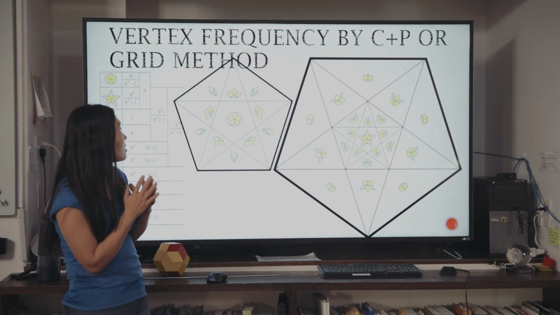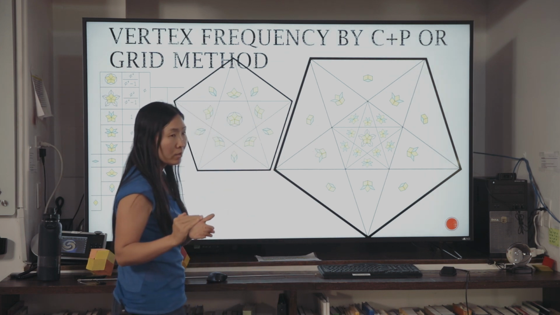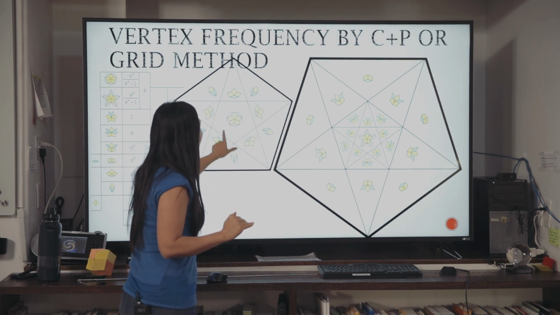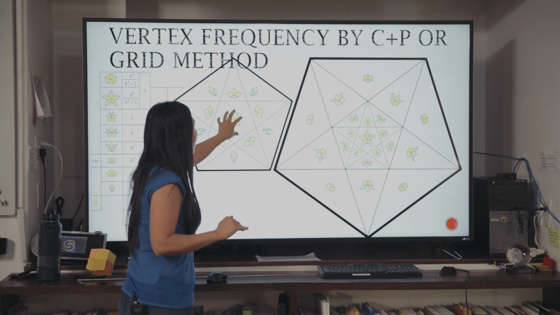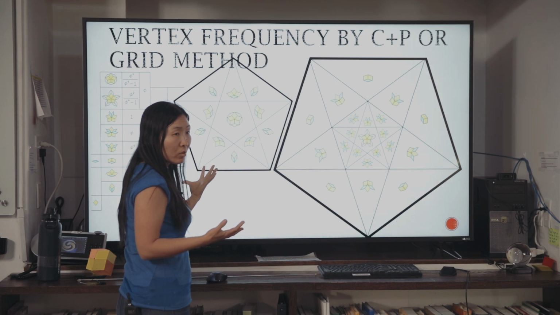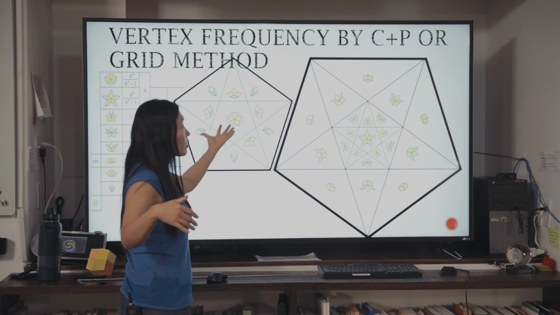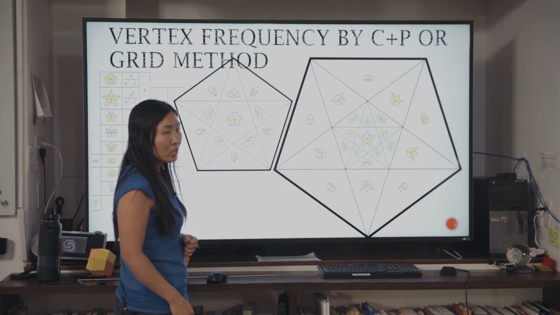So that means if we sum up these areas to be 1, then the area of this little region would be the frequency of this vertex type. If the total is 1, this would be a percentage.